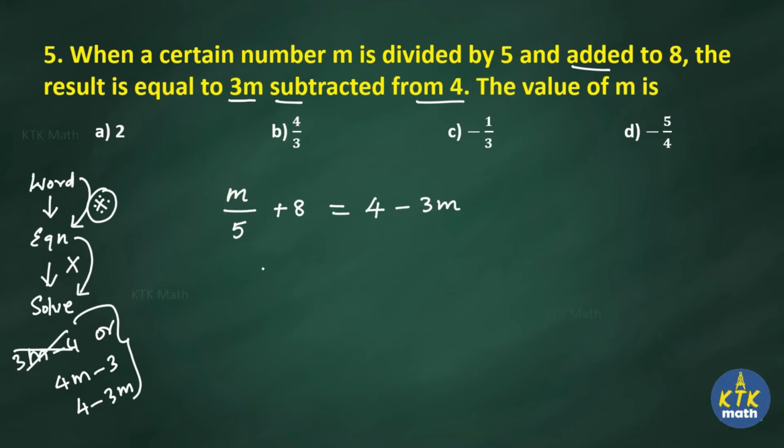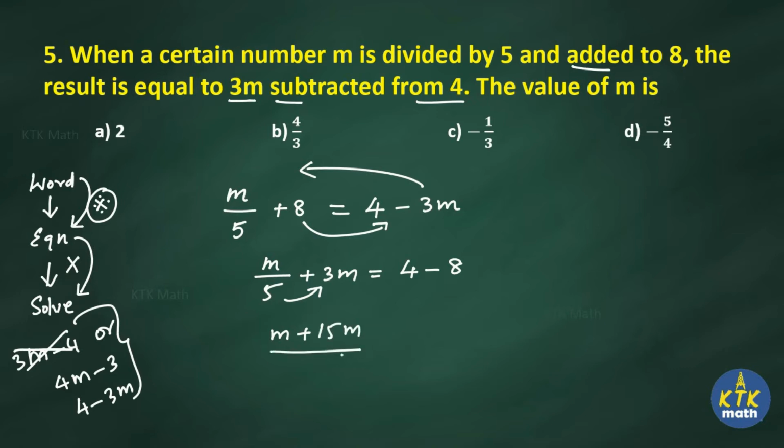Arrange m terms on one side. m by 5, this negative 3m, when you move it to the left side, becomes positive 3m, and positive 8 when it moves to the right hand side becomes negative 8. Now you just cross multiply and simplify this. m plus 5 3s are 15m, by 5, is equal to minus 4. What is 4 minus 8? 4 minus 8 will give you minus 4. Now you can just cross multiply and add the numerator. m plus 15m gives you 16m. 5 multiplied here at the same time will give you negative 20.